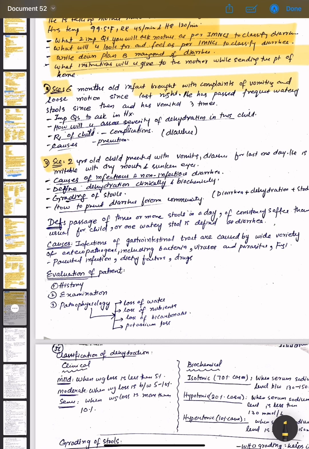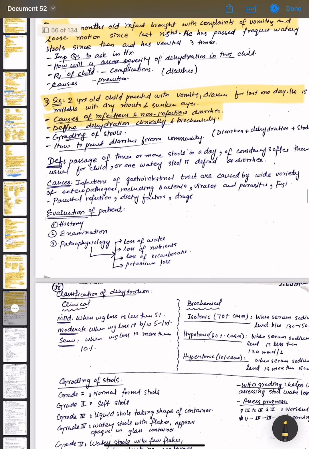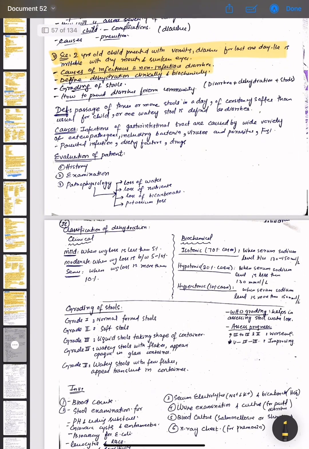A 6-month-old infant is brought with complaints of vomiting and loose motions. Here also we have the same scenario. So let's discuss each thing one by one.